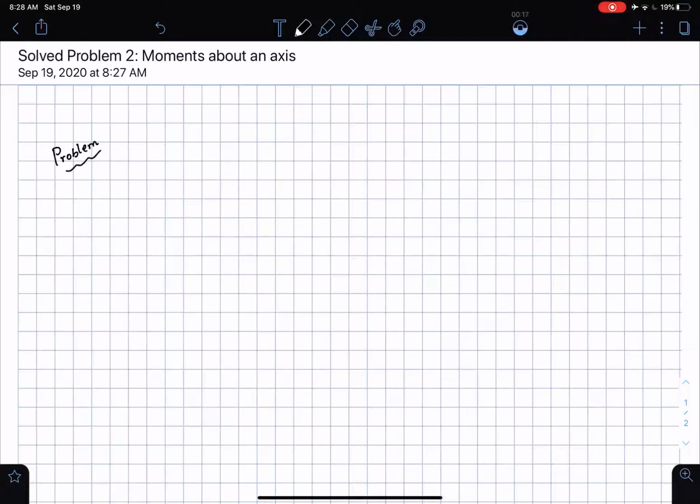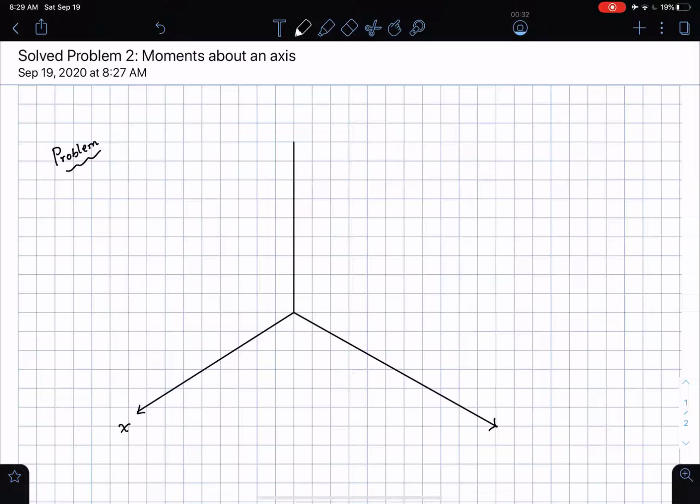I'm going to have the xy and y axis as I have drawn previously. Okay, so here is the z axis in this problem, and then I'm going to have the x axis. Okay, and then I have a y axis. So this is x, this is y, and then this is z. And I have a door that is shaped in the following manner.